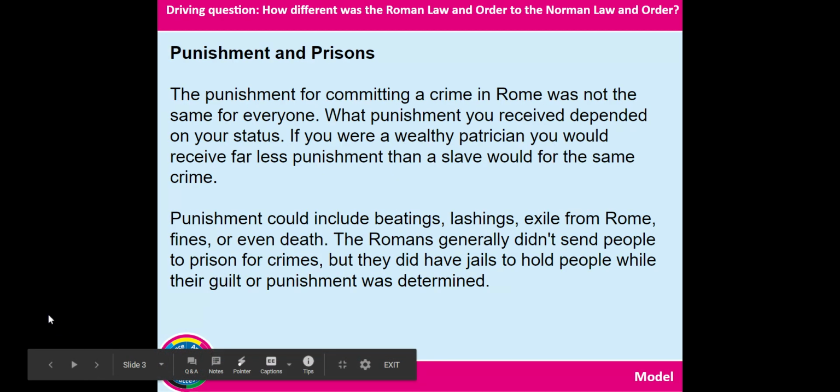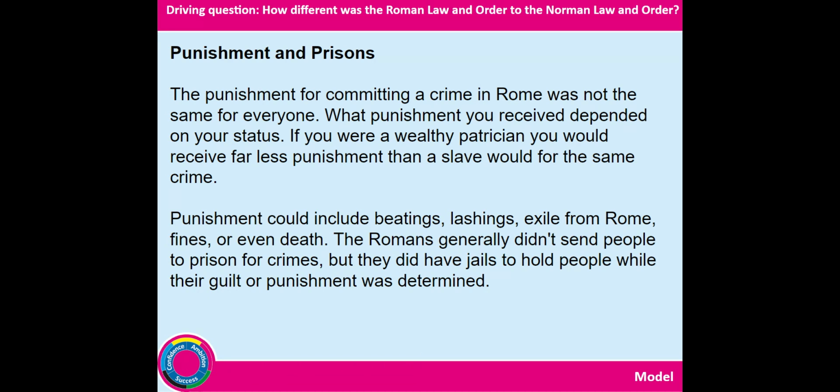Punishments and prisons. The punishment for committing a crime in Rome was not the same for everyone. What punishment you received depended on your status. If you were a wealthy patrician, you would receive far less punishment than a slave would for the same crime. Now, nowadays, we'd say that was unfair, and the Normans would agree with that. This is not a fair way of punishment. Punishment could include beatings, lashings, which is with a whip, or exile from the Roman Empire, fines, or even death.